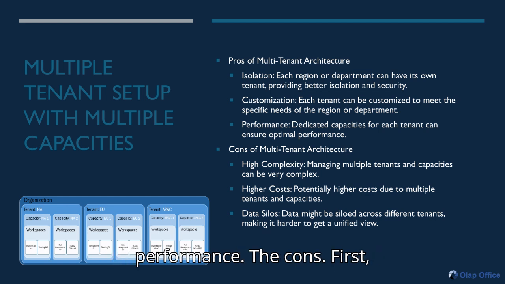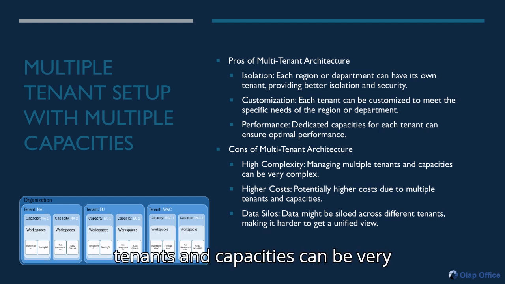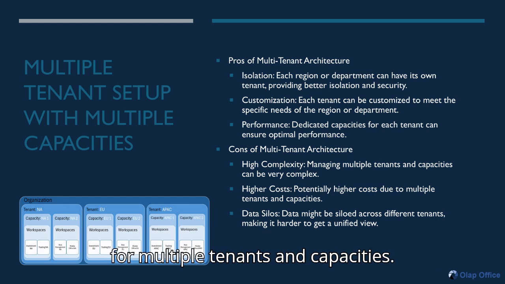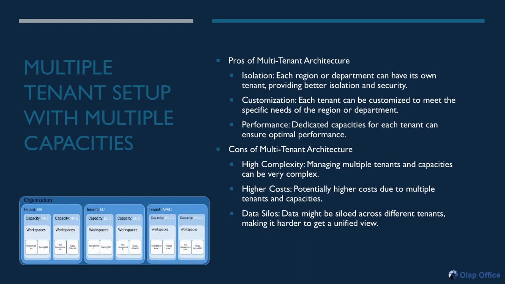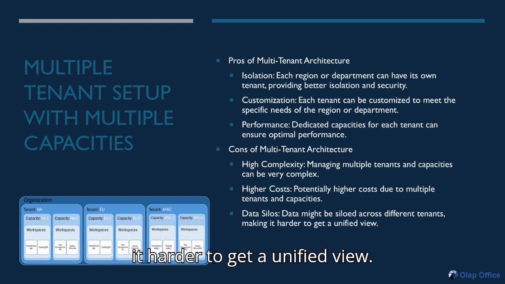The cons. First, high complexity. Managing multiple tenants and capacities can be very complex. Second, higher costs. There may be higher costs due to the need for multiple tenants and capacities. Third, data silos. Data might be siloed across different tenants, making it harder to get a unified view.